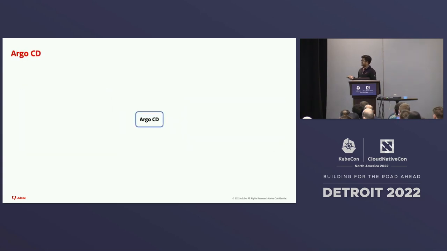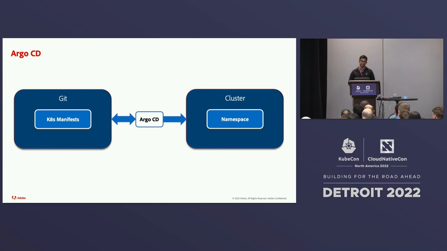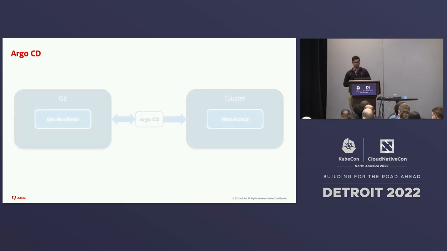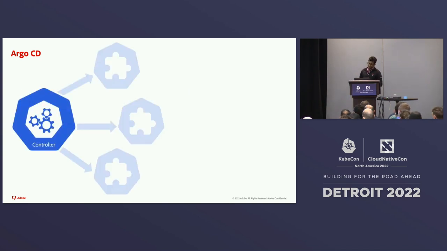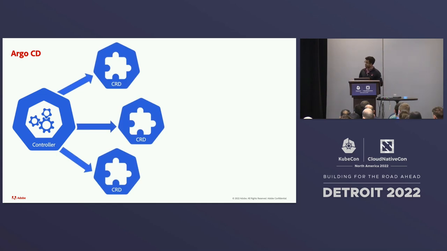Argo CD is an example of one such GitOps tooling. It supports tracking of Kubernetes or K8s manifests in Git and supports their deployment and synchronization to, for example, a namespace on a cluster. Argo CD is implemented as a Kubernetes controller. It uses various CRDs. One of them is called an Argo CD application, and that stores information about what defined state to track and where to track it, as well as where to deploy it.